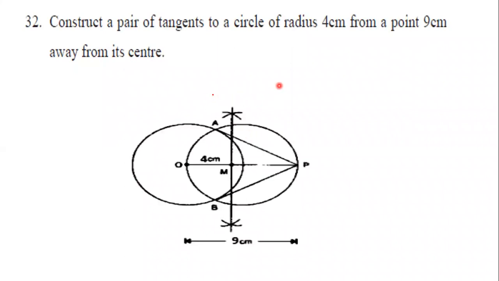Construct a pair of tangents to a circle of radius 4 cm from a point 9 cm away from its center. First, you need to draw a circle of radius 4 cm. This is 4 cm. Okay. I will mark it as X. O to X is equals to 4 cm. You even need to write it like this. And O to P is equals to 9 cm. Clearly they mention: away from its center. So away from the center, which is equals to 9 cm.